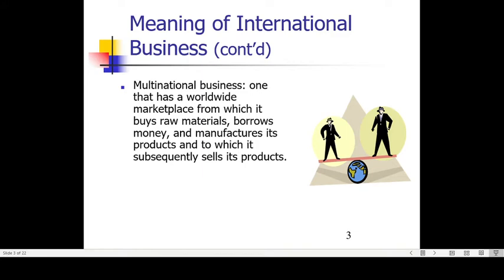Example, yung mga nagmamanufacture ng textile, sila ay multinational business. Kumbaga, nag-operate sila sa buong mundo. Bumibili sila ng raw materials sa mga karatig bansa nila, nanghihiram sila ng pera sa karatig bansa nila, at nagmamanufacture sila kung saan sila doong lugar. Diba? At nagbibenta rin sila ng product nila.